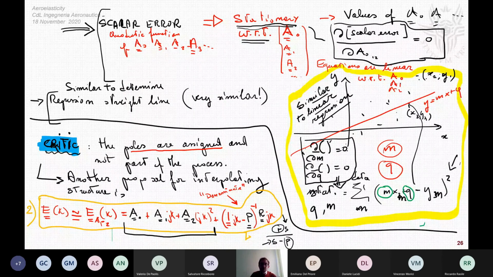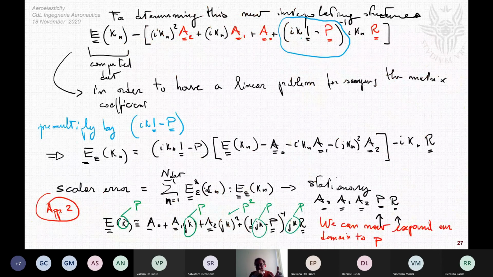The disadvantage of this proposal is that if you do the same as before, defining an error, you will realize that the global error in this case is a nonlinear function of the unknown matrices A0, A1, A2, P and R, because we have a P at the denominator representing the poles. Okay? Therefore, we can however overcome this disadvantage just by redefining the error in another way, multiplying the error expression, which is this here.